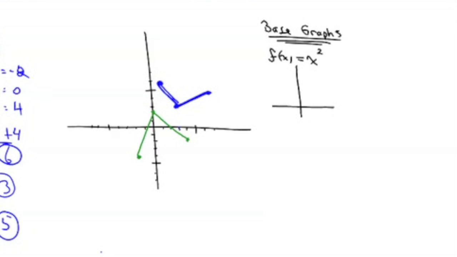If x is equal to 0, y is also equal to 0. So you get the origin. If x is equal to 1, y is going to equal, well, 1 squared, which is 1. If x is equal to -1, -1 squared is also equal to 1. If x is equal to 2, 4 goes up a little higher. If x is equal to -2, 4 goes up a little higher. You get this general shape.